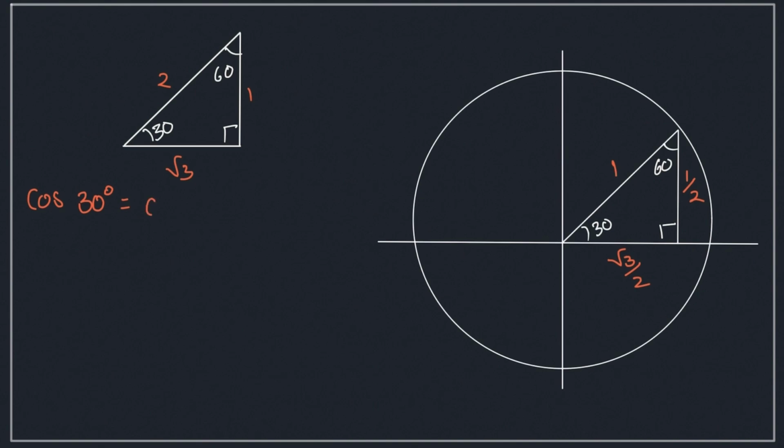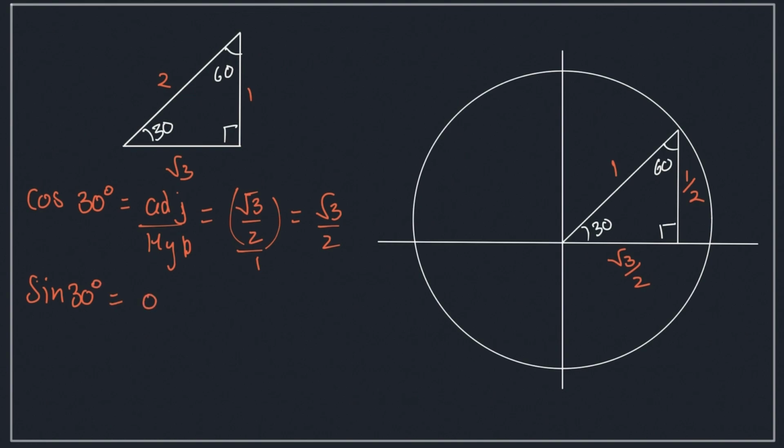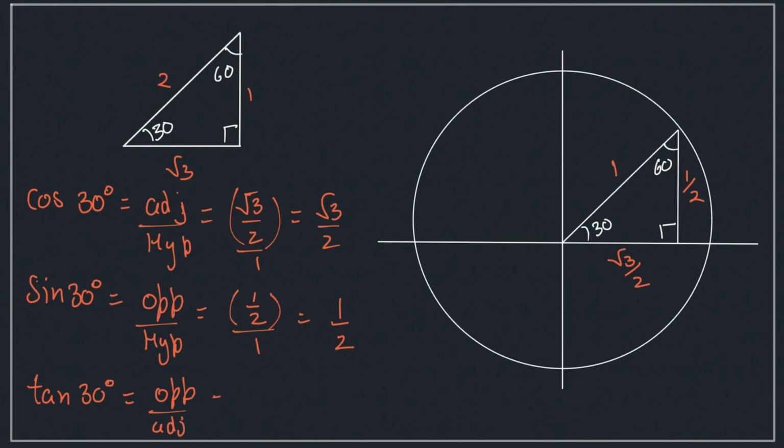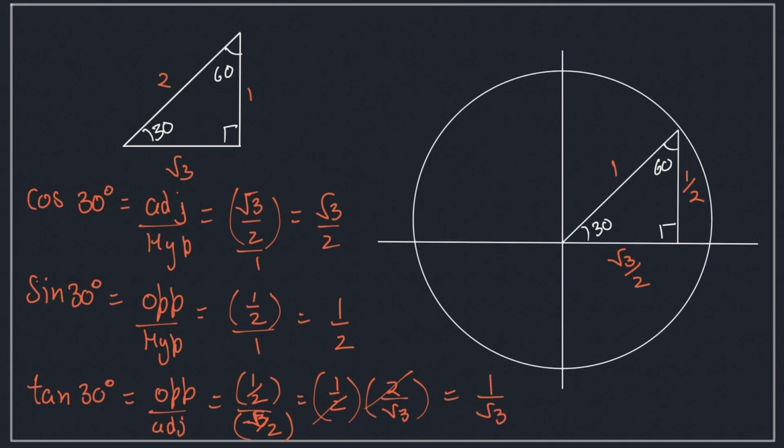Cosine 30 degree will be adjacent over hypotenuse, or root 3/2 over 1, which will give us root 3/2. Sine 30 degree will be opposite over hypotenuse, or 1/2 over 1, which will give us 1/2. Tan 30 degree will be opposite over adjacent, or 1/2 divided by root 3/2, which will give us 1 over root 3. We can simplify this by multiplying top and bottom by root 3, and we will get root 3 over 3.